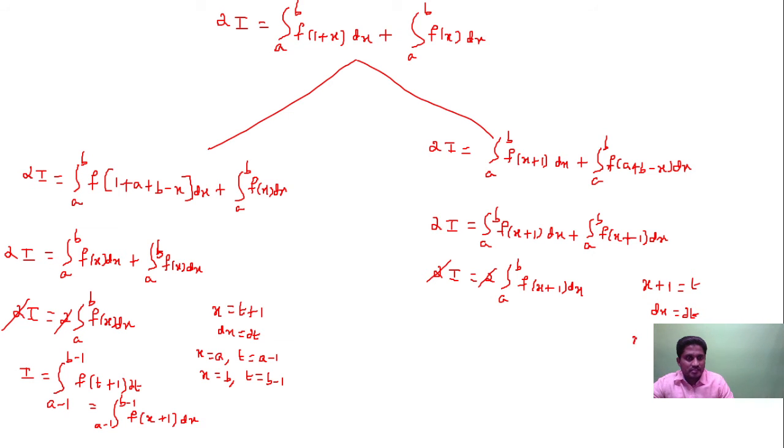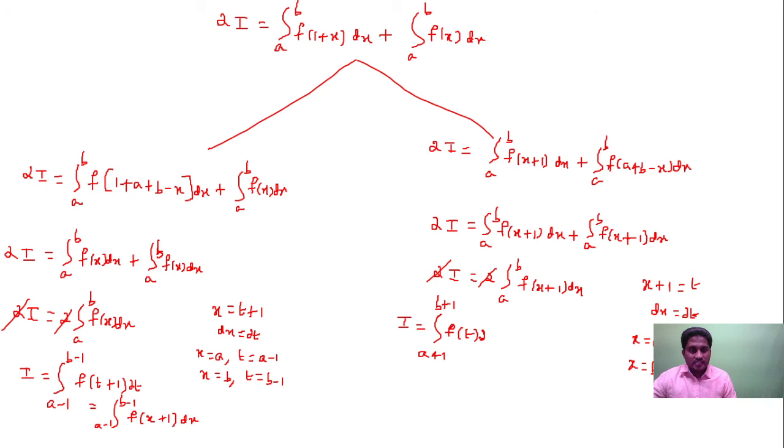Now if x is equal to a, you get t is equal to a plus 1. If x is equal to b, you get t is equal to b plus 1. So I is equal to integration of a plus 1 upper limit to b plus 1, and then this equals f of t dt.